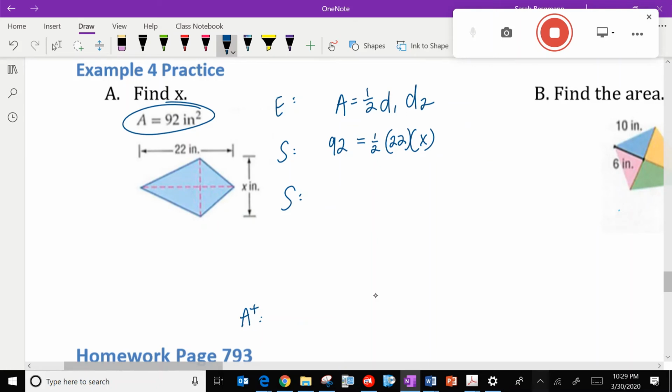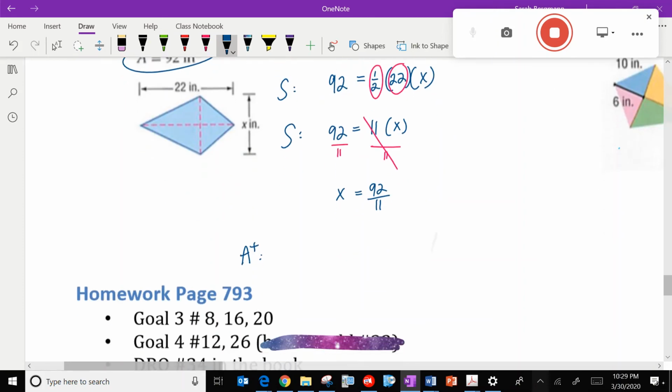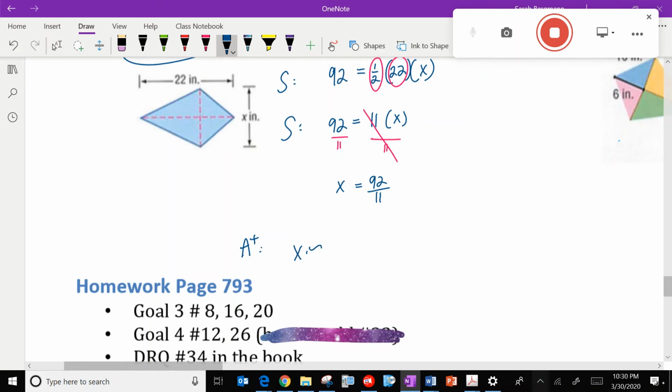Now to solve this, what I would do first is multiply 1/2 times 22. That's the same thing as 22 divided by 2. 22 divided by 2 is 11. 11 times x. To solve that for x, I need to divide both sides by 11. So that gives me 92 divided by 11 for x. That doesn't reduce as a fraction, but I can go ahead and write this out as an approximate answer. X is approximately equal to 8.364 inches.